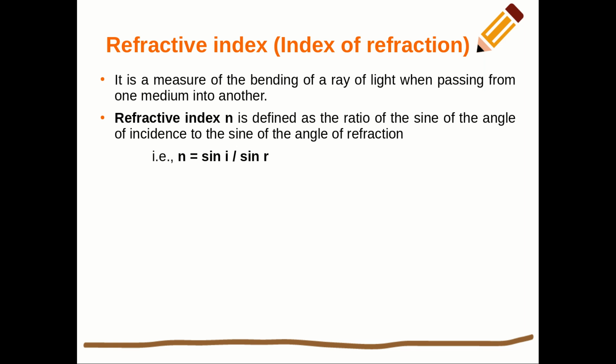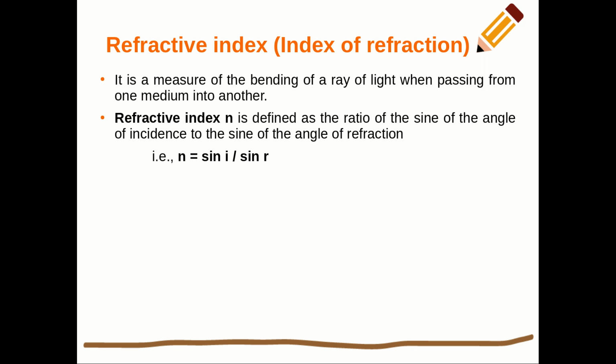And so whenever a ray of light is passing from, say, air to water, or water to some other surface, when it is moving from one medium to another, how it is bending, the measure of that bending of that particular ray of light, is called the refractive index. So we can formally define it like this.